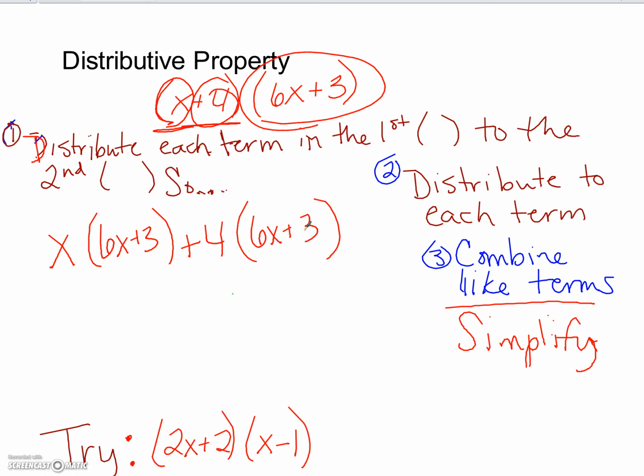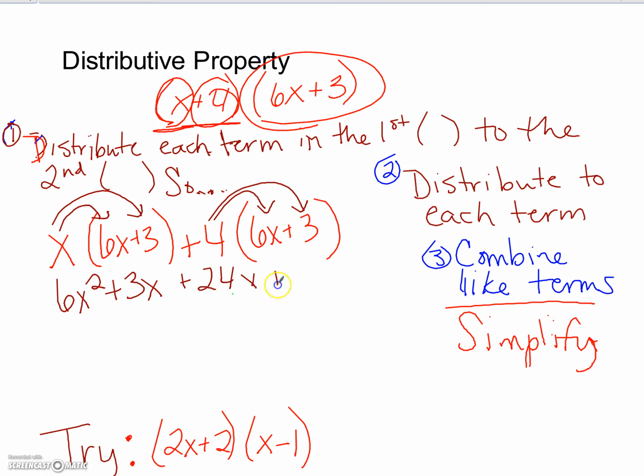Now we are going to do like you've been doing and distribute to each term. What that will look like is x distributed to 6x, x distributed to 3. So you get 6x squared plus 3x. Then go to the next one and distribute. 4 times 6x gives me 24x. And then distribute here, plus 12. So you're going to distribute to each term.